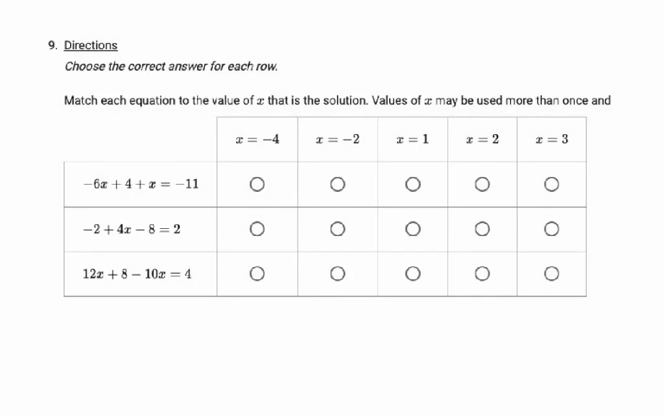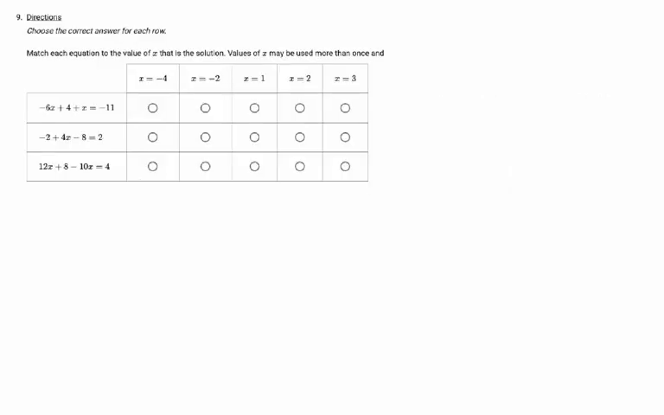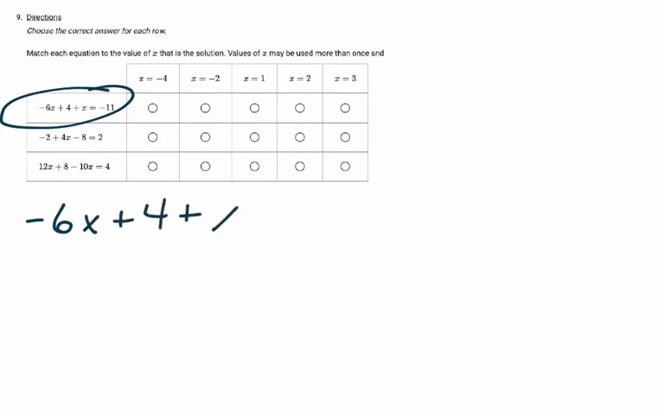Okay, so let's see. We're going to solve it. I'm going to kind of shrink this down. I'm going to solve each equation and we'll go from here. And I got a lot of questions on this one during the test, so this might be one that we need to review. But I'm going to look at this first equation that is negative 6x plus 4 plus x, and this equals negative 11.